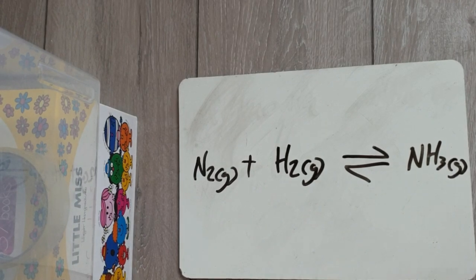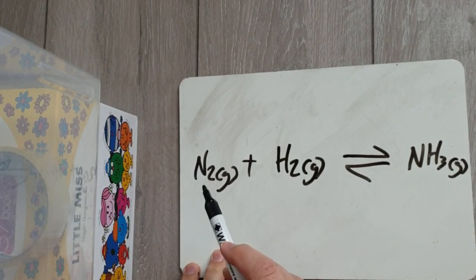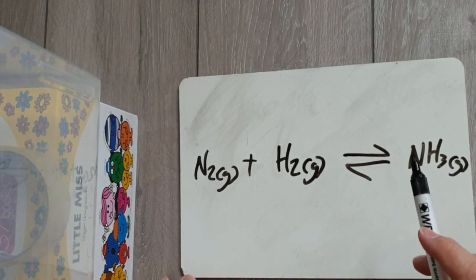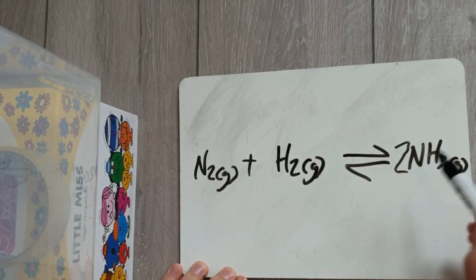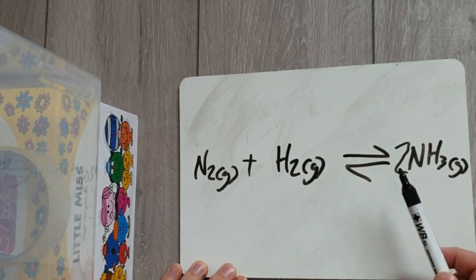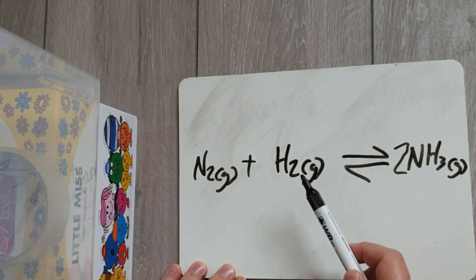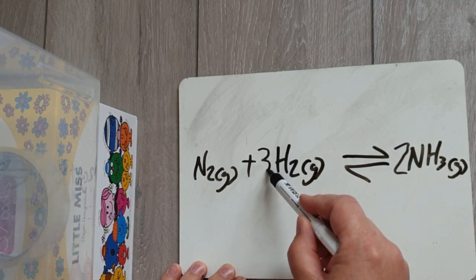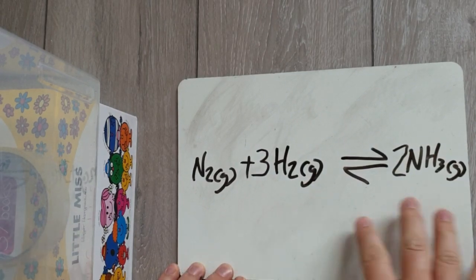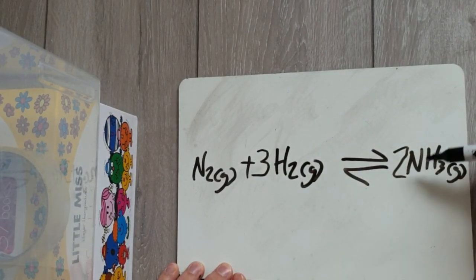Now we need to balance this. Hopefully you can tell we've got 2 nitrogens there, 1 nitrogen here. So we need to put a big 2 in front of that. So now we've got 2 lots of 3, so we've got 6 hydrogens. How can we get 6 hydrogens over there? Big 3 in front of it. So that's our balanced equation. This is ammonia.